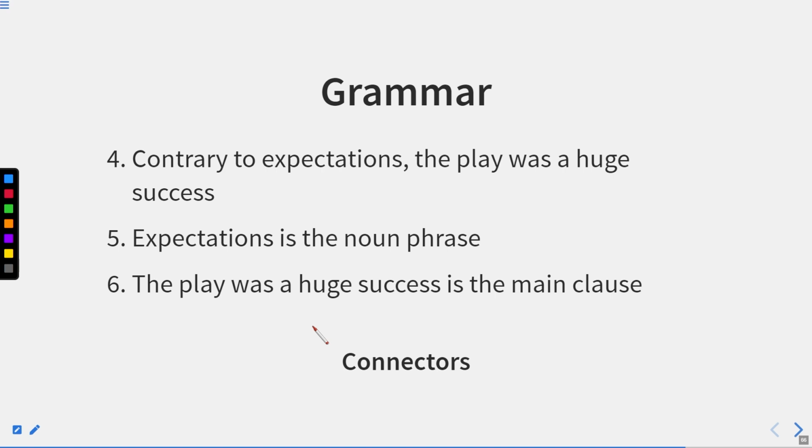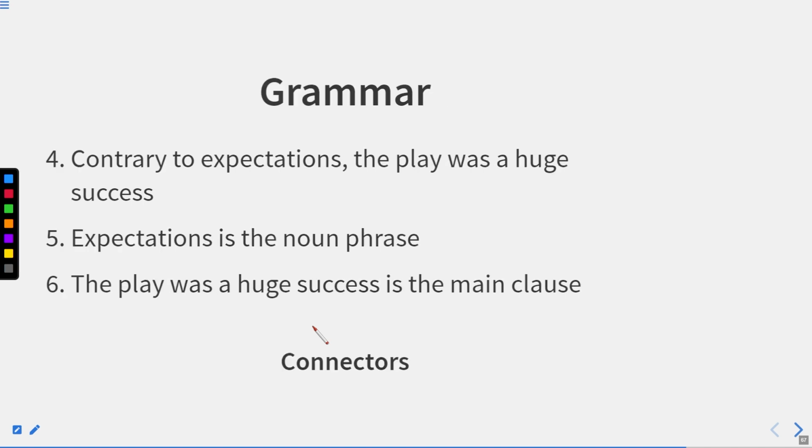Now let us move to the next one. Contrary to expectations, the play was a huge success. Expectations is the noun phrase. The play was a huge success is the main clause.